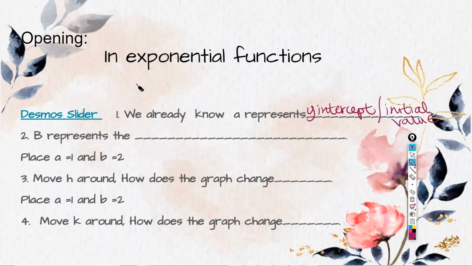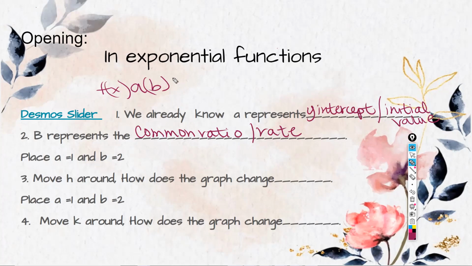What's the B represent? Yes, common ratio / rate. So B represents the common ratio / rate. And then exponential functions are always raised to the what power? X, right? So today, now we're going to learn something new. It's x. We're going to extend this equation a little bit more.